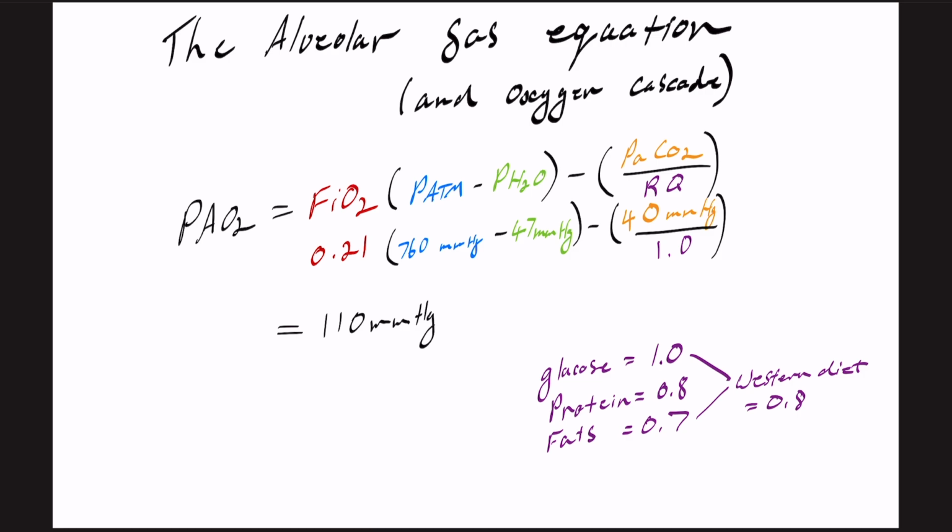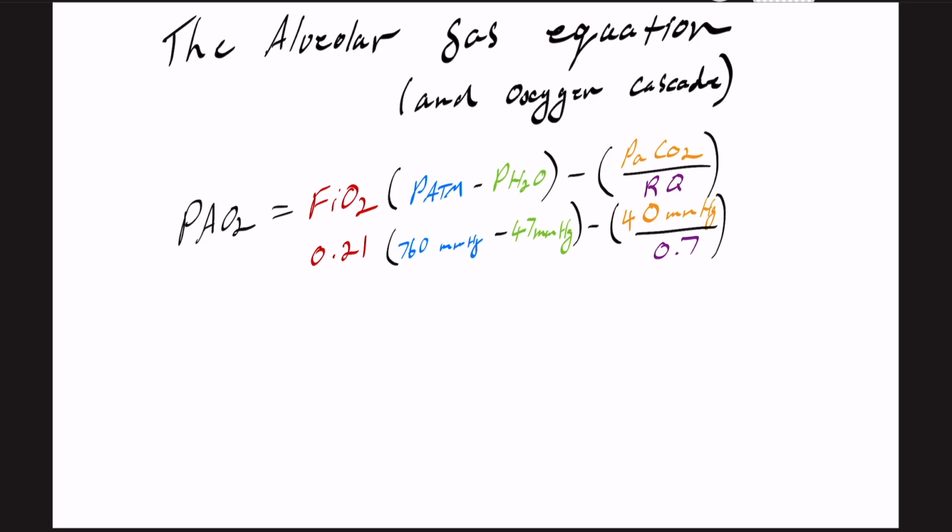Now let's change it to a diet that's completely just fats. If we were to work our way through the equation, the PAO2 would equal 93 millimeters of mercury. And just to reiterate the point, the respiratory quotient, although it represents the cellular level, is equal to the respiratory exchange ratio as long as everything is at steady state. And the respiratory exchange ratio shows us how much CO2 is coming out of the blood versus oxygen going into the blood. And that's why that ratio is important here in this part of the equation.